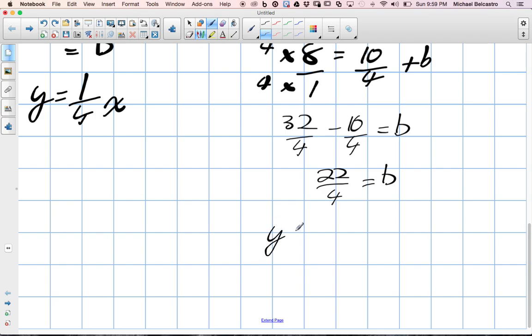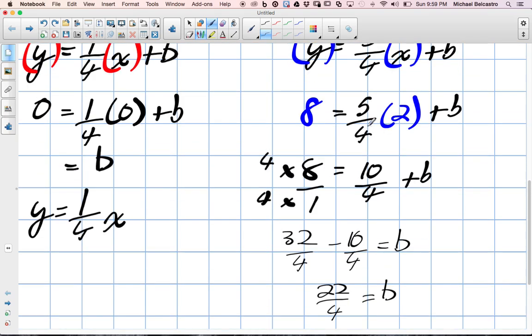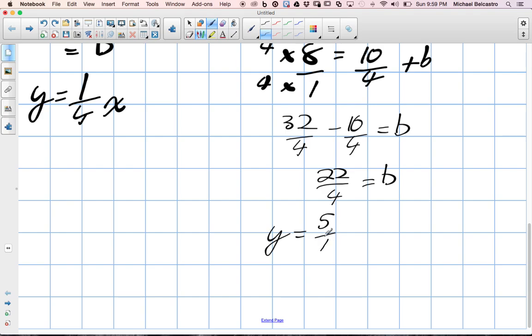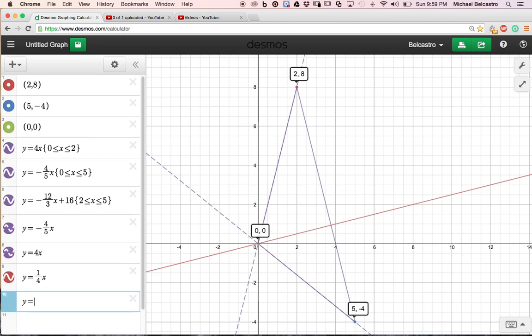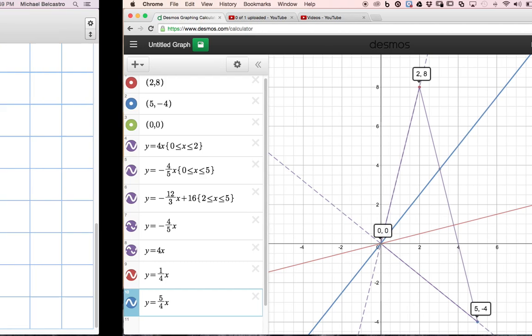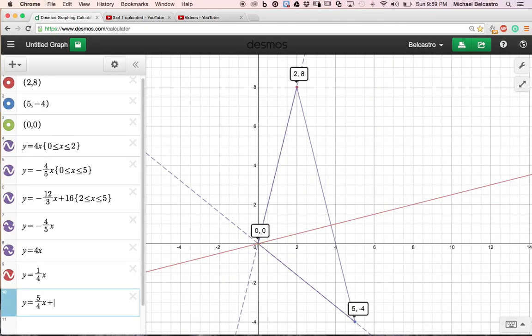So our other altitude is y is equal to, the slope was 5 over 4x, and plus 22 over 4, which I think is 5.5. But we're going to just write that equation in. So y equals, what was it again? 5 over 4x plus 22 over 4. And there you have it, and that's exactly what it is. The height of this triangle would be the distance between these 2 points, okay?